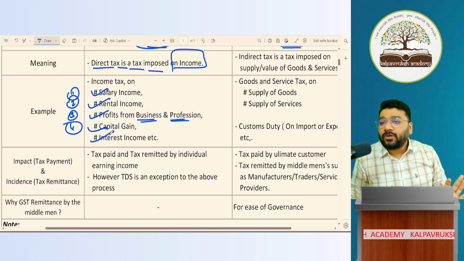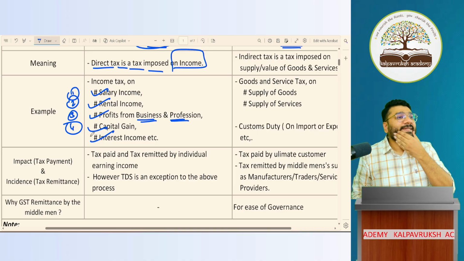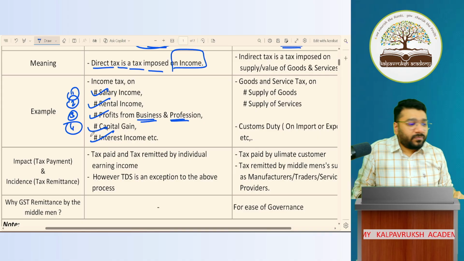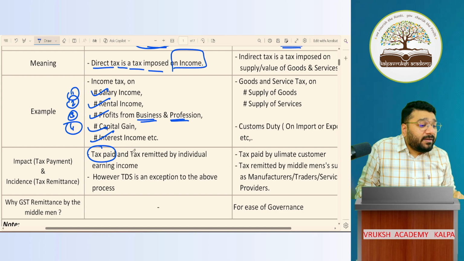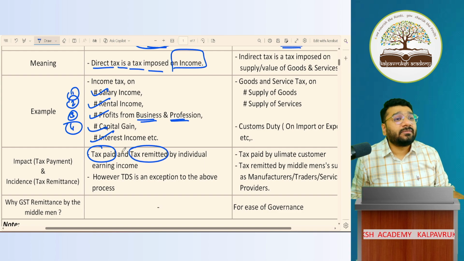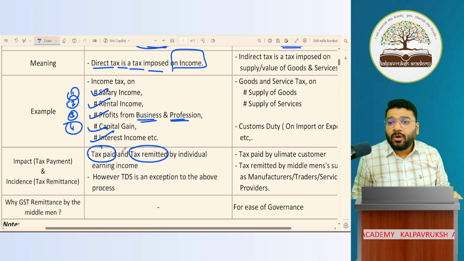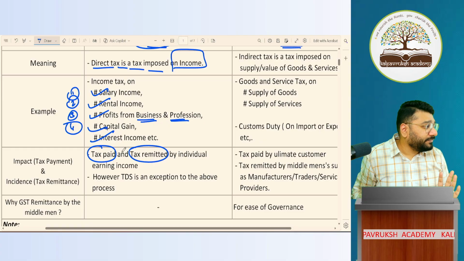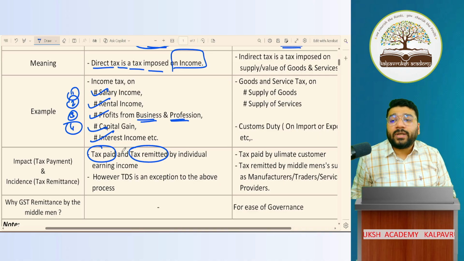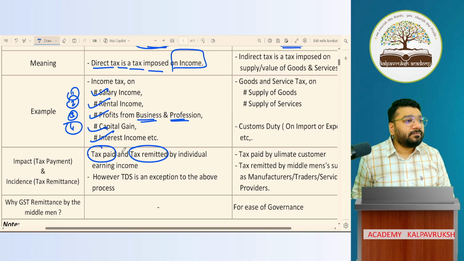These are the different types of income. Now the question is, 2 things you have to answer me. Who is the person responsible to pay tax, and who is the person responsible to remit tax? So you have to understand two terminologies now. Only if these two terms are clear will you understand GST also. What is the meaning of tax paid, and what is the meaning of tax remittance?